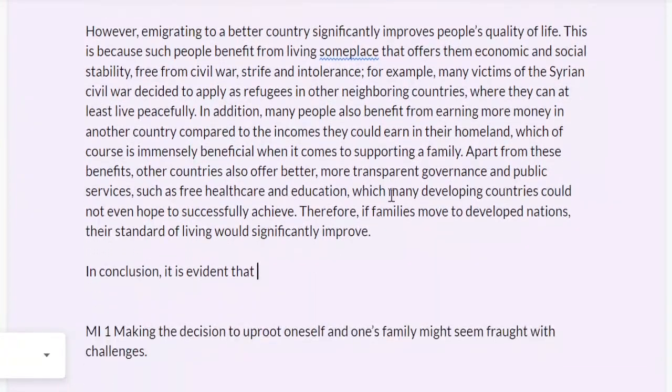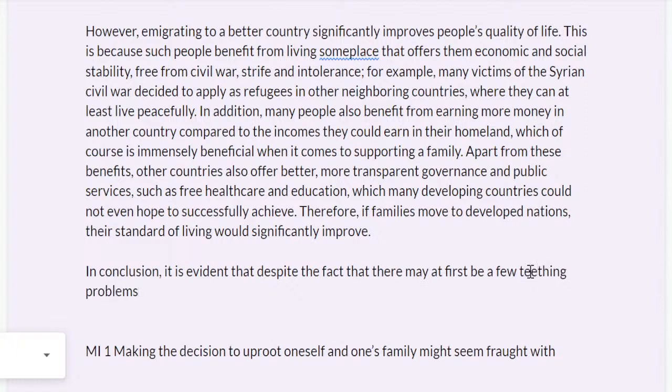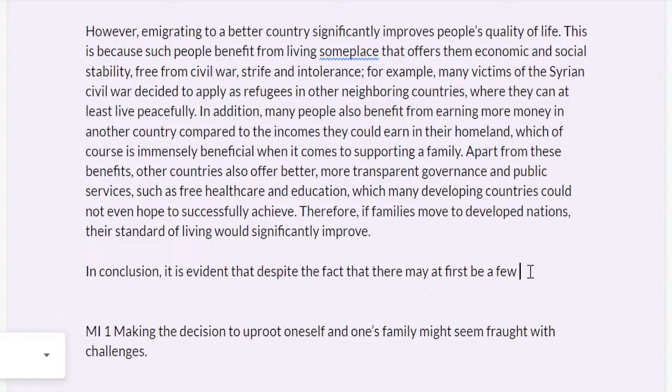So yeah, while let's see, despite the fact that there may at first be a few, we could say, what do they call it? Teething problems. I forget the term. It's just a term you use for infants, really, but it applies very well. So there may at first be a few teething problems. I'm not sure though if it may not be entirely a good idea, so I'm just going to take that out. There may at first be a few problems, or I don't want to use the word problems, right? I want to try something else.